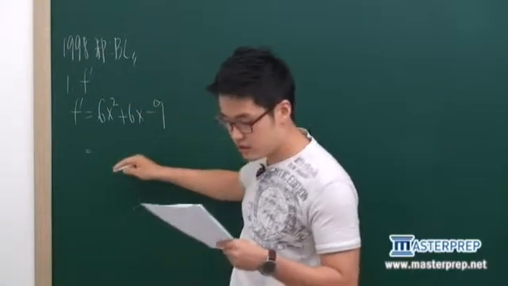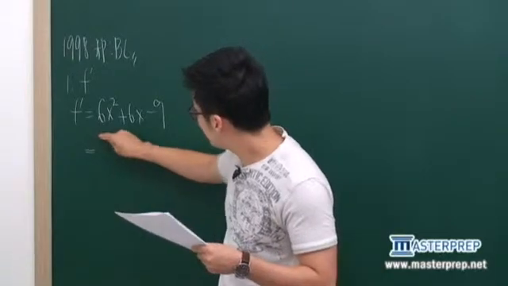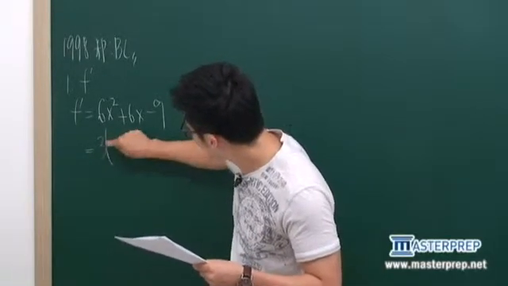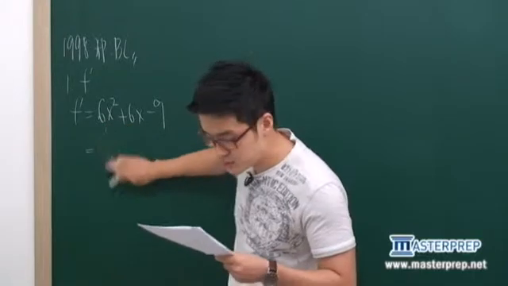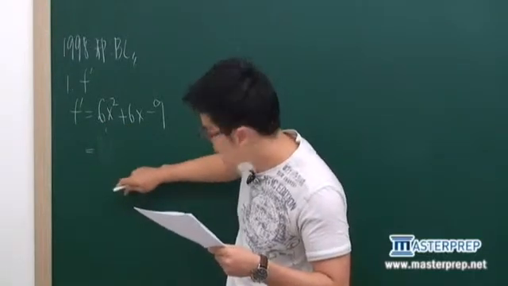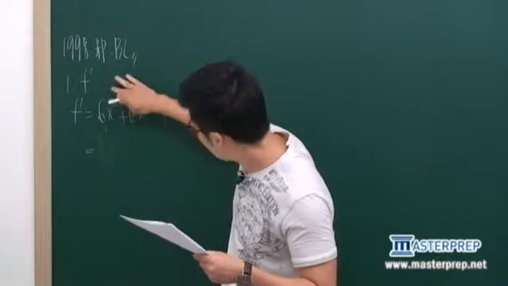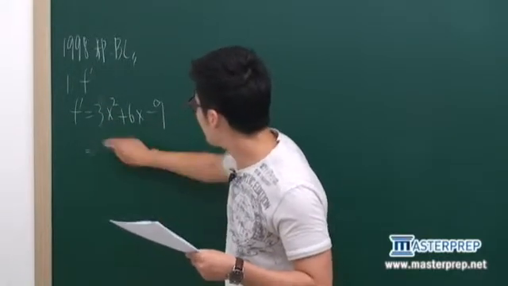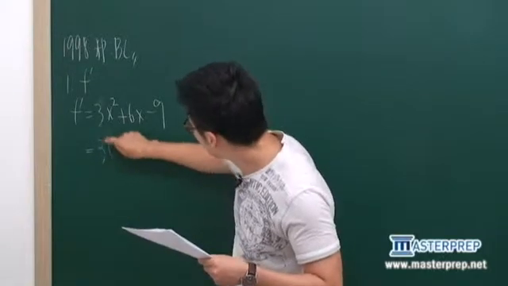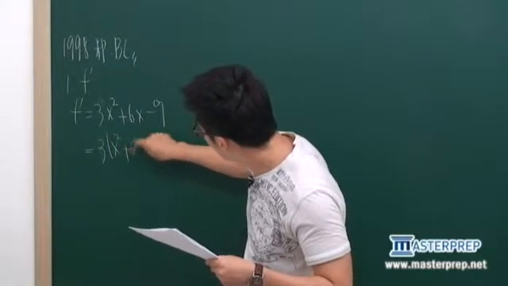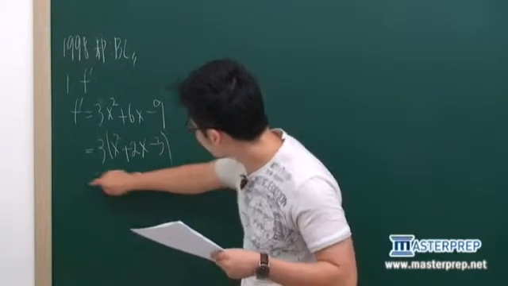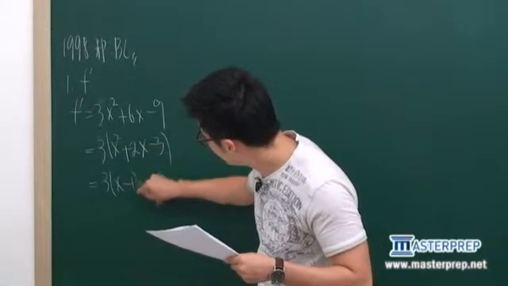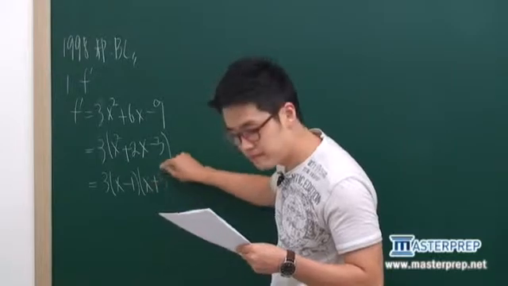And in this case, what do we have? 6x squared and 6x, what am I doing, right? So writing it down, we have a common factor of 3, so 3 times (2x squared plus 2x minus 3). In this case, 3 times (x minus 1)(x plus 3), right?